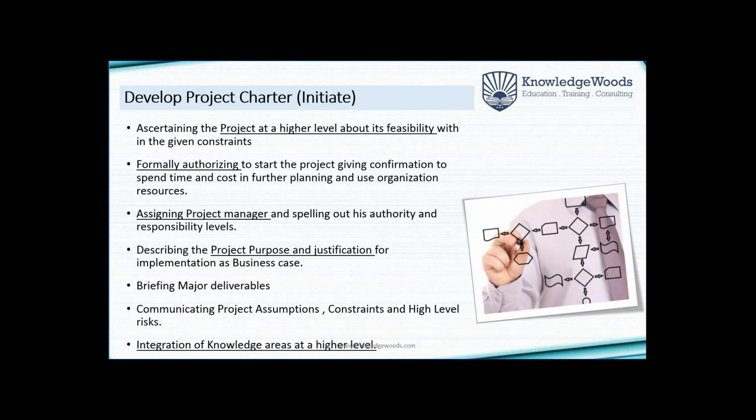Basically the process group, rather, is of initiation of the project. Initiation of the project, and the process in the initiation, in the integration management, is to initiate the project. Why do we need to initiate the project? Why don't we straight away jump onto the execution by doing some preliminary planning, etc.?